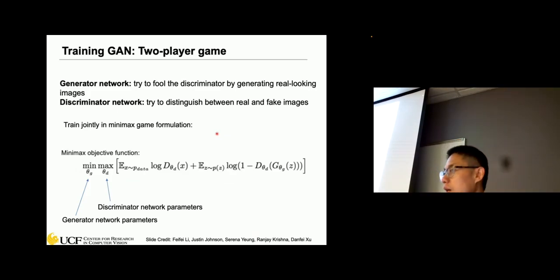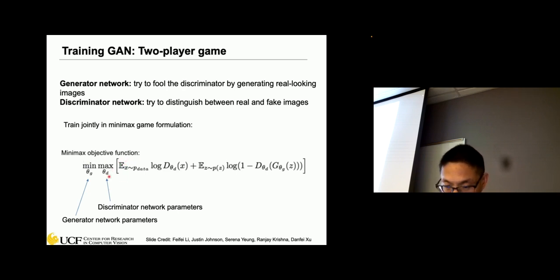So now we have a very high level idea. These two networks have their distinctive objectives. One is trying to generate really nice and realistic images, trying to fool the discriminator. The other, the discriminator network, is trying to determine if it is real or fake. To put that into a formal formulation, we're trying to jointly optimize this kind of min-max game, because they have very different, opposite objectives. So this is how the minimax objective function looks.